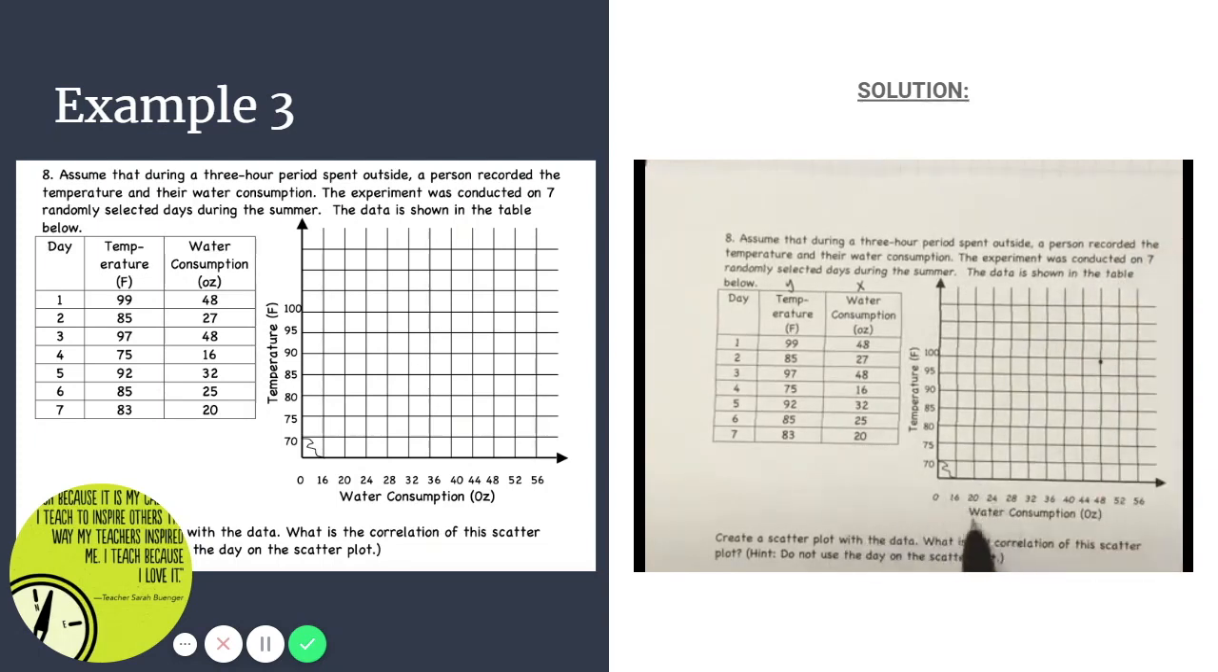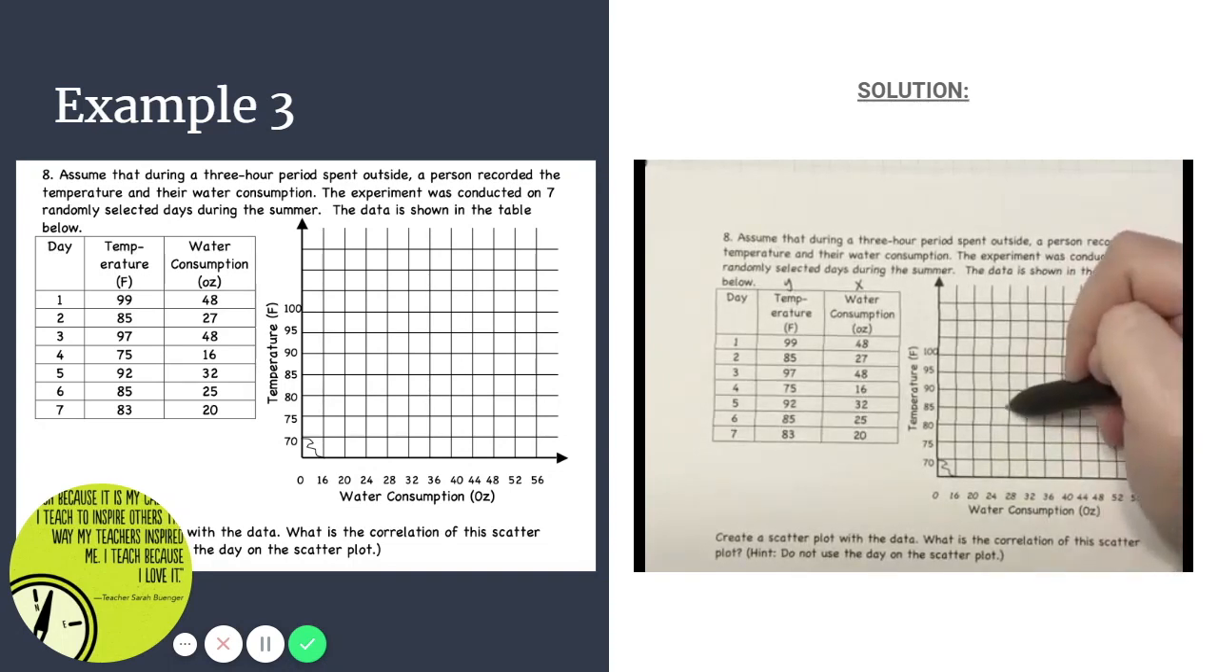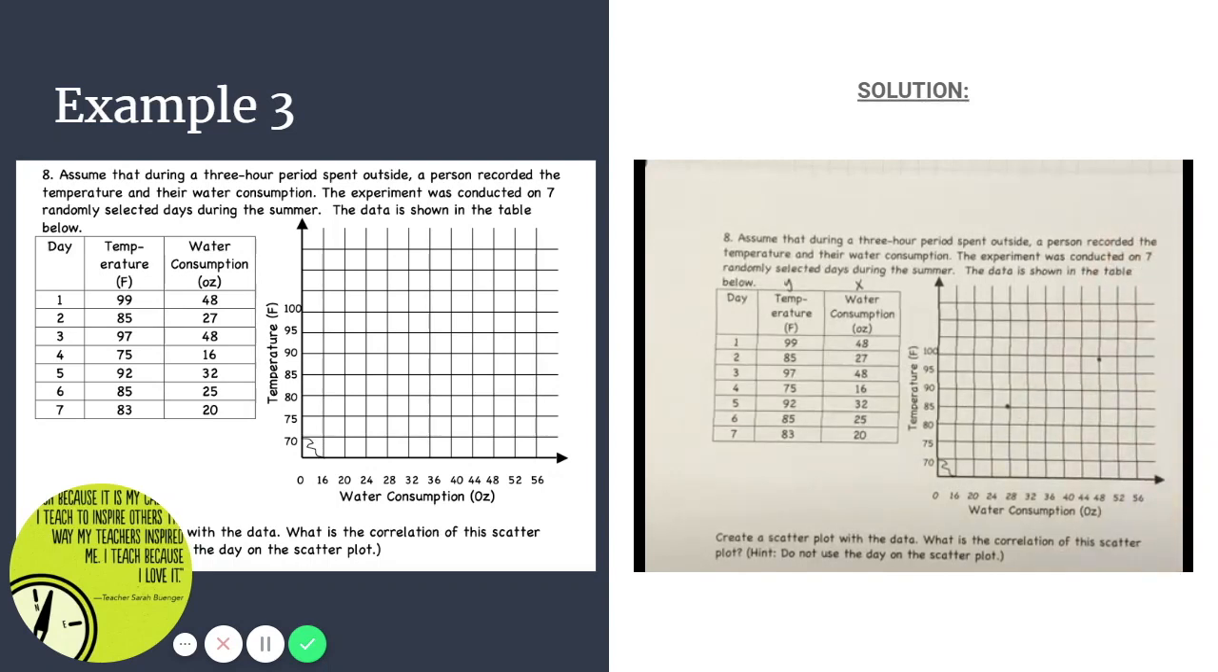Day 2, there was 27 ounces of water consumed, so just before that, 28, and the temperature was 85 degrees, so I'm going to go up to 85, which is right here. It's going to be just before that line. Day 3 was 97 degrees, and they had 48 ounces of water. So 48 again, and all the way up to 97. So that's going to be just below that other point that we had before.